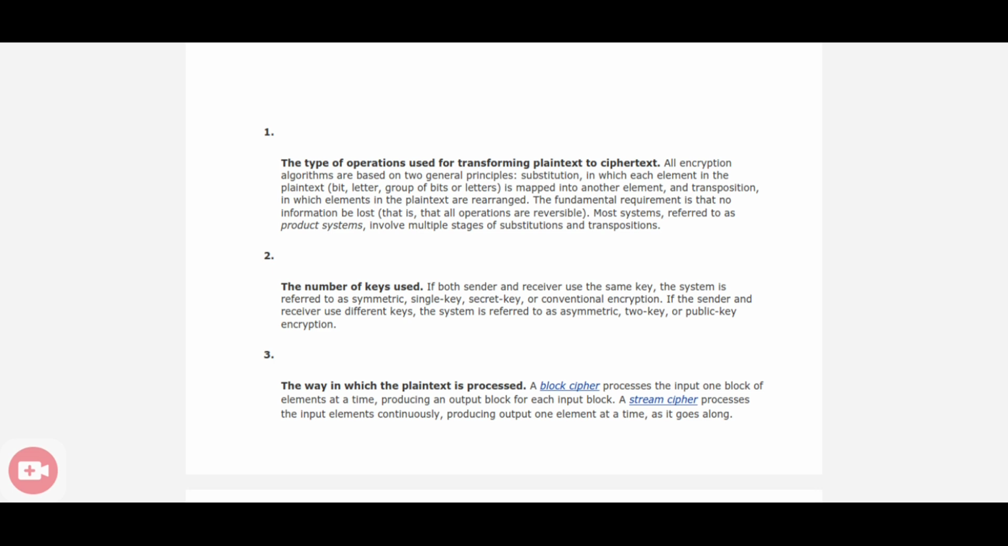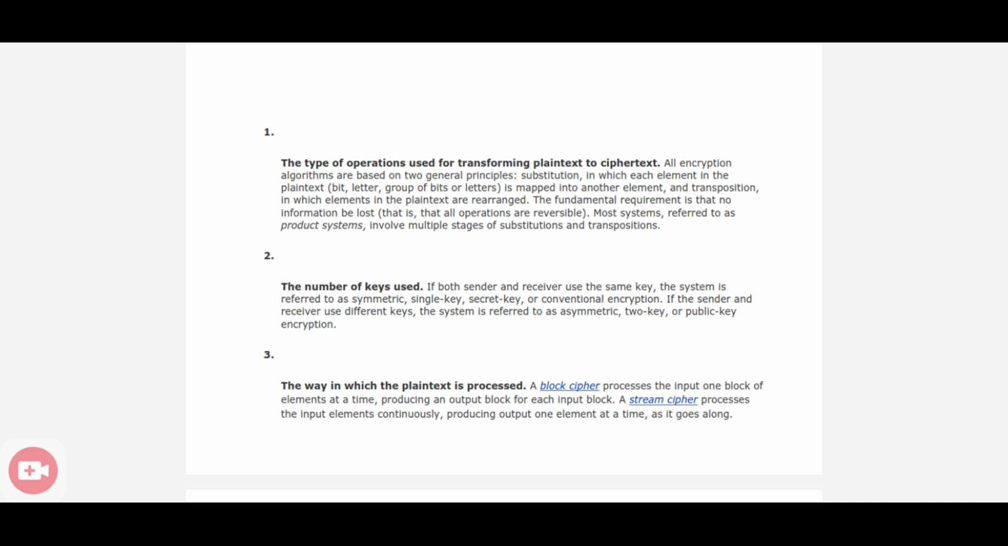That is the substitution process. Or we can map some elements or letters to another element. And the transposition, in which the elements in the plain text are rearranged to form a ciphertext. Those are the two basic operations used in the process of cryptography, that is substitution and transposition.